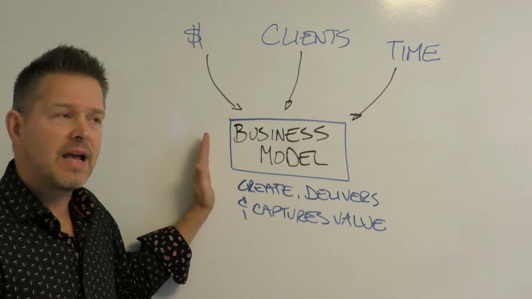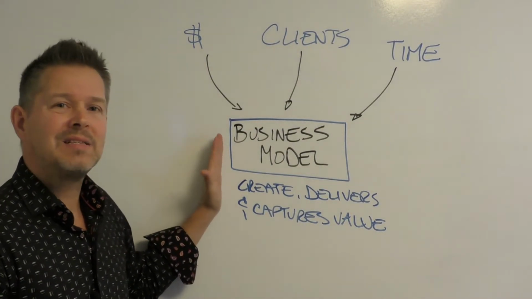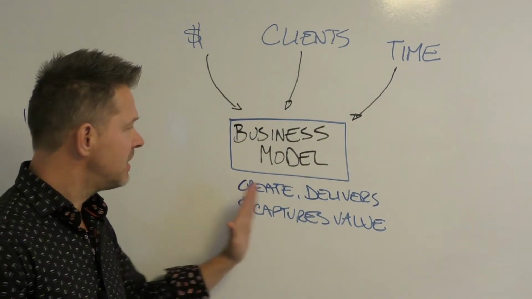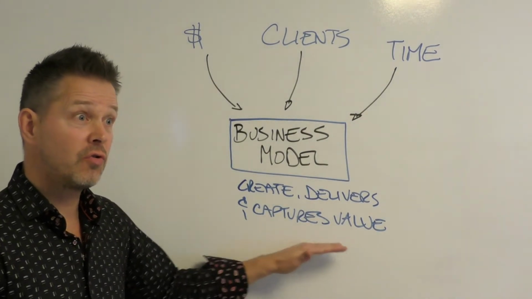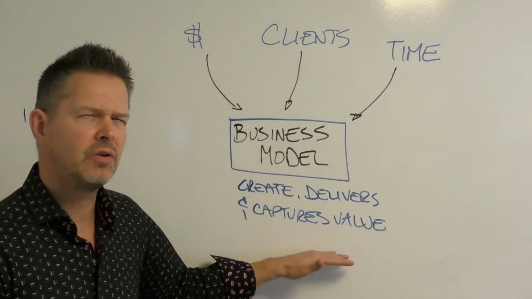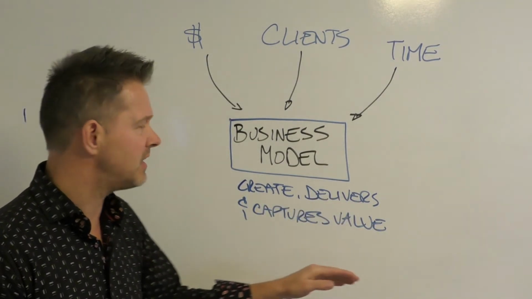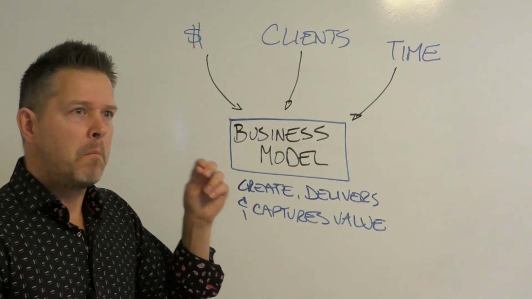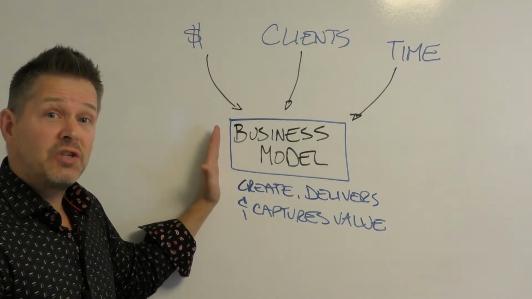So maybe ask yourself these three questions. What is my business model right now? How does my accounting practice create, deliver, and capture value? Are you creating value by just doing billable hours? Or what is the value that you're actually creating for your clients? This gets you to start thinking and looking at the underlying model that you're using. First of all, step one is, what is your business model?